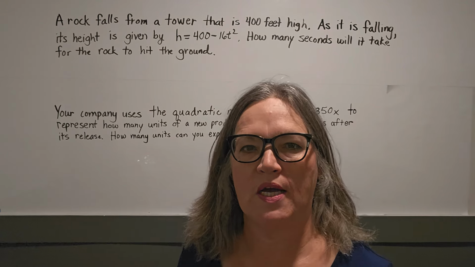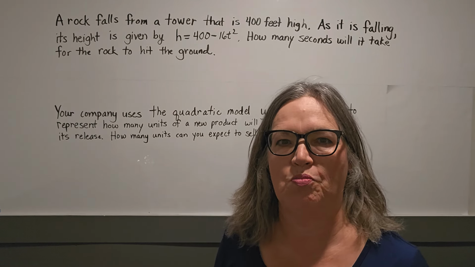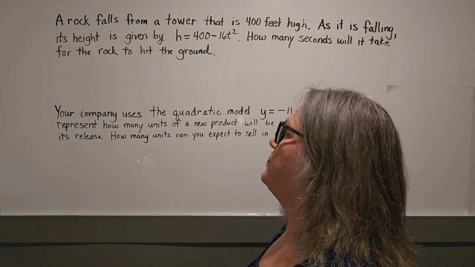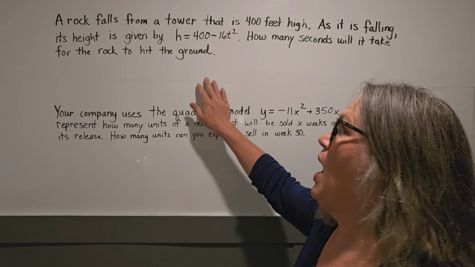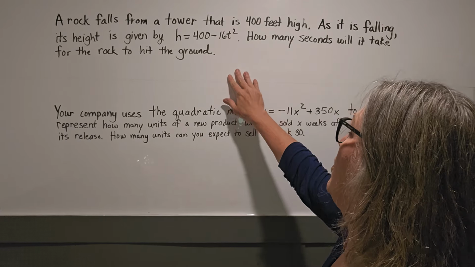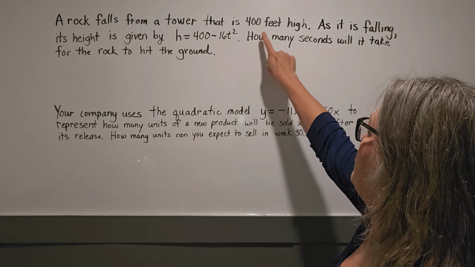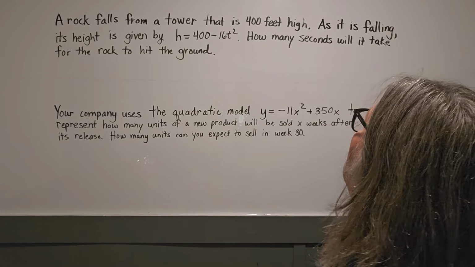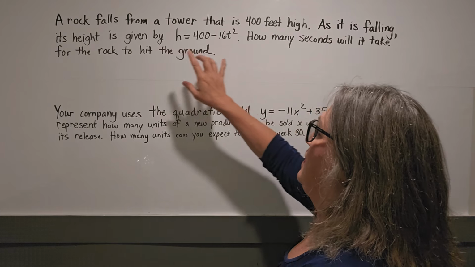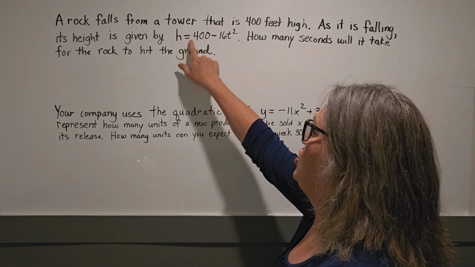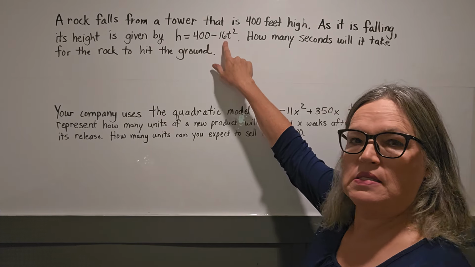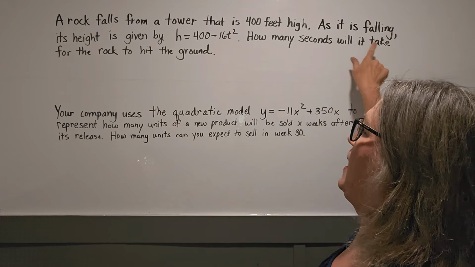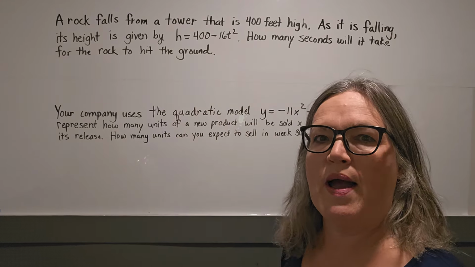All right, here are a couple of application problems involving quadratic equations. So we have a rock falling from a tower, and the tower is 400 feet high, so the rock is going to fall 400 feet. As it is falling, its height is given by h equals 400 minus 16t squared. How many seconds will it take for the rock to hit the ground?